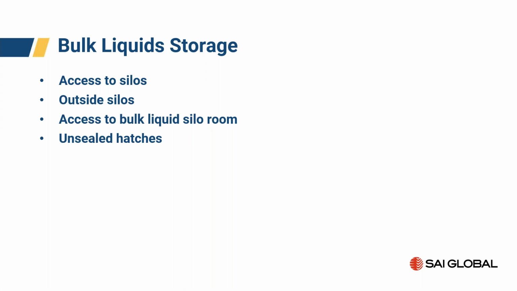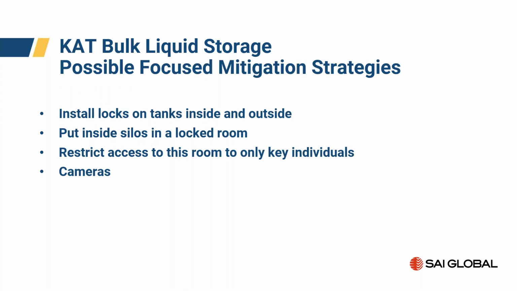These are the vulnerabilities that obviously you will be considering with regard to bulk liquid storage at your facility. So possible mitigation strategies could be install locks on tanks inside and outside. Put inside silos in a locked room. Restrict access to this room to only key individuals. Have cameras pointing at the door to the room that would record who is getting in the room, trying to get in the room, or who should not be going in the room.